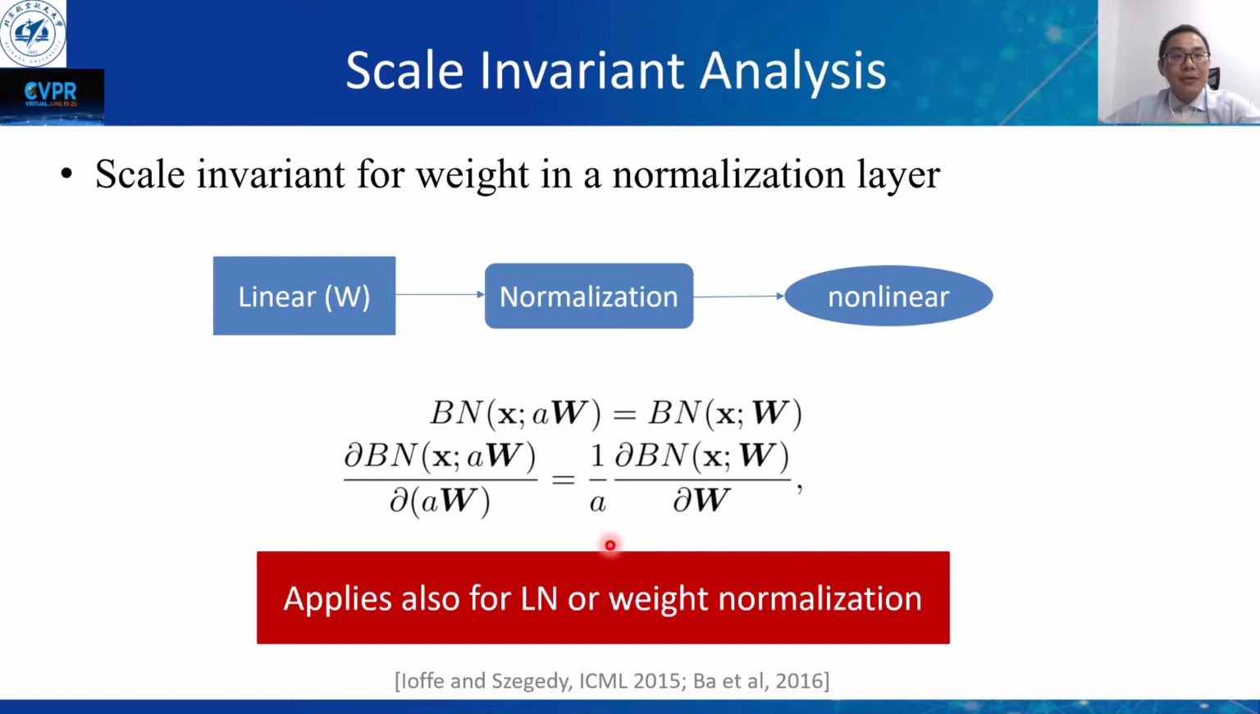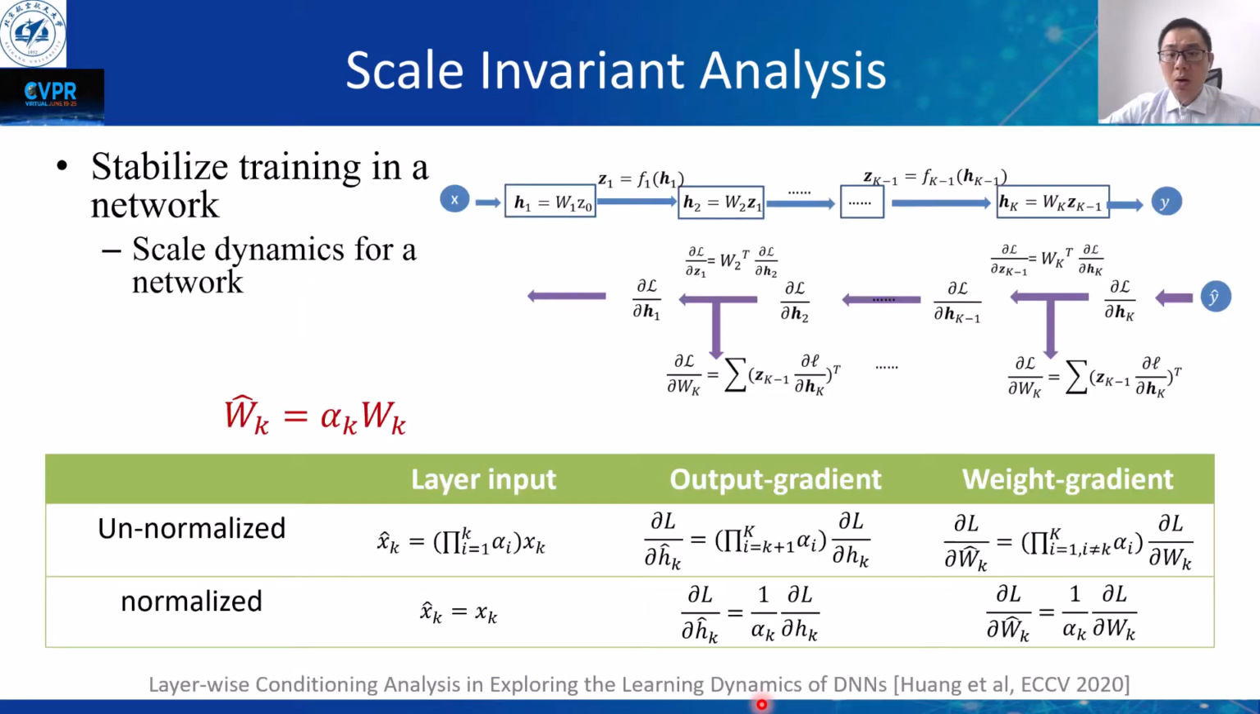The scale-invariant property also applies to other methods that normalize the activations or weights, for example, layer normalization or weight normalization. This property was first shown in the original BN paper and then investigated in the layer normalization paper to compare different normalization methods. Huang et al. extend this analysis for rectifier networks and show how normalization stabilizes training in the network by investigating scale dynamics for the network.